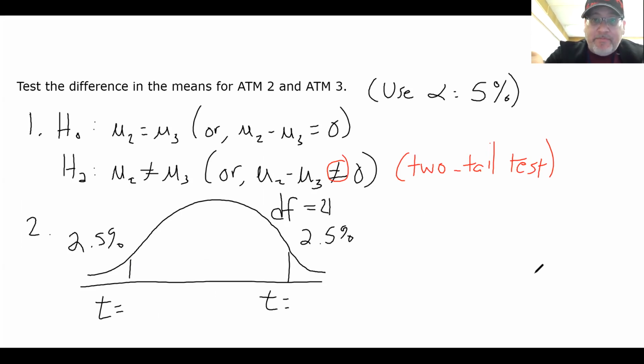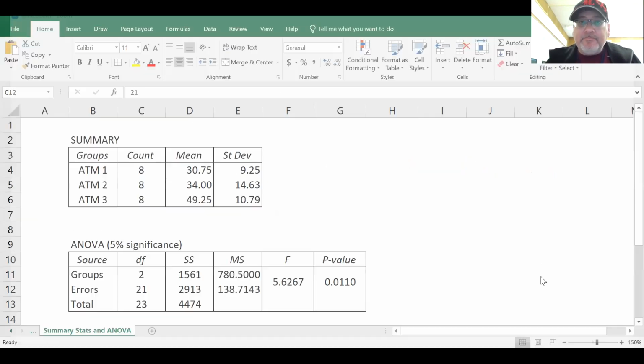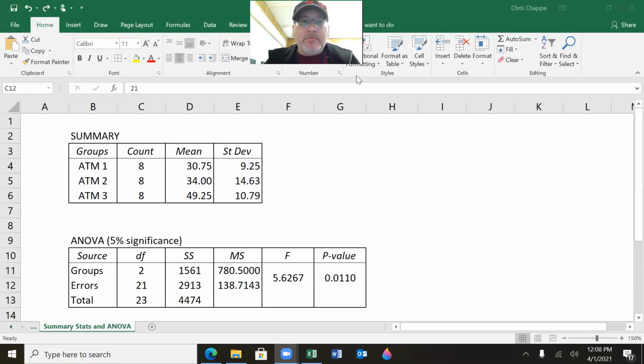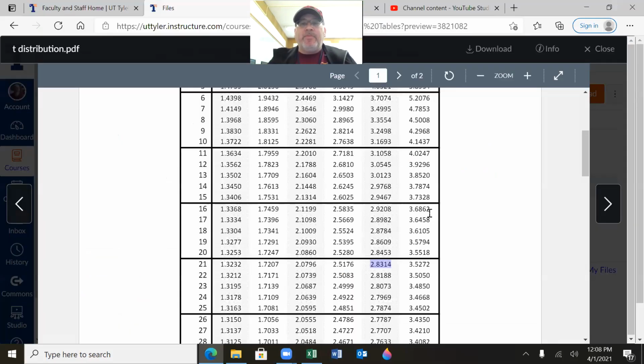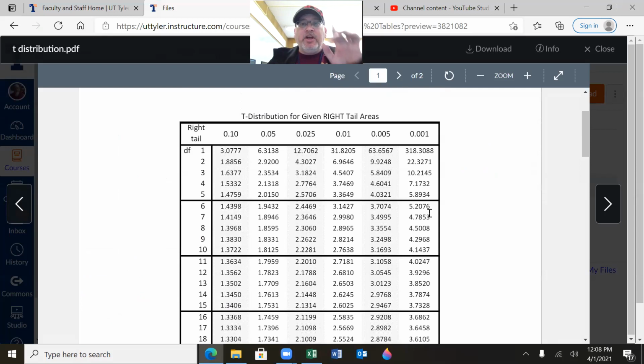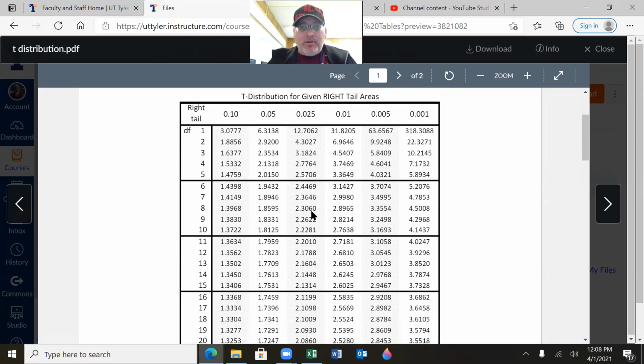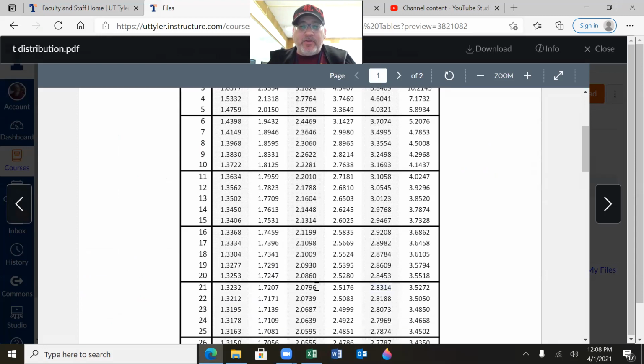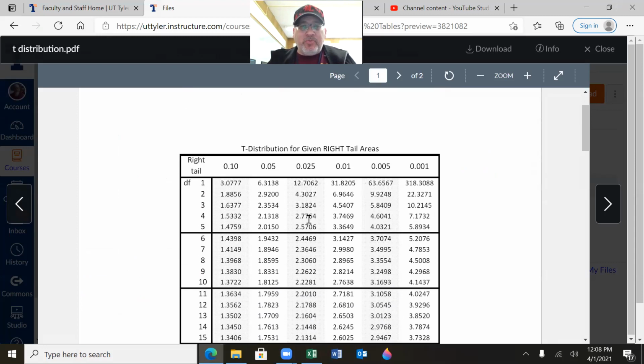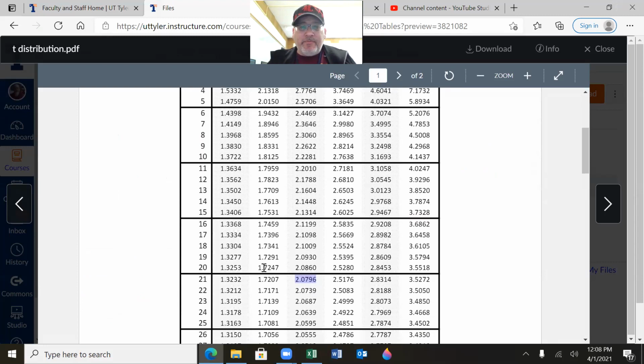And now it's T-chart time. We have 21 degrees of freedom. We have 2.5% on the right tail. Let's go to a T-chart. I know I've got one here somewhere. Chart, where are you? There you are. Okay, so where were we? 21 degrees of freedom, 2.5% in the right tail. I think we looked at one in one of the previous videos. Yep, 2.5%, which is this column here. 21 degrees of freedom: 2.0796.